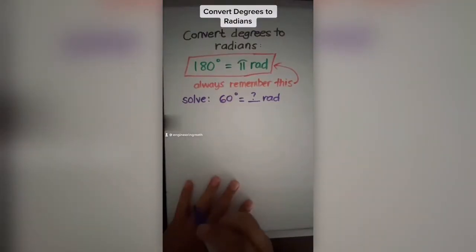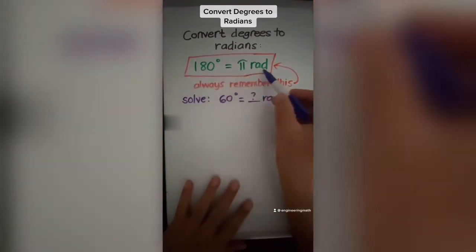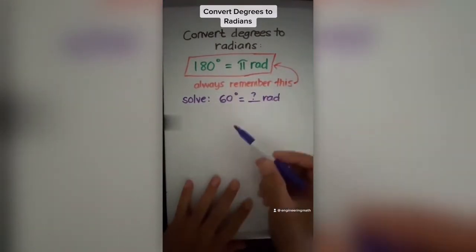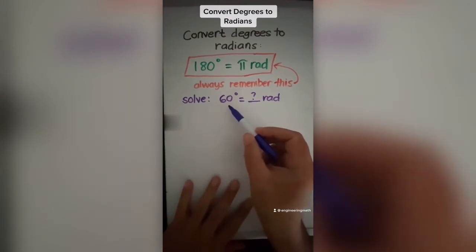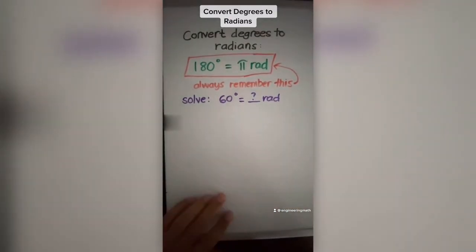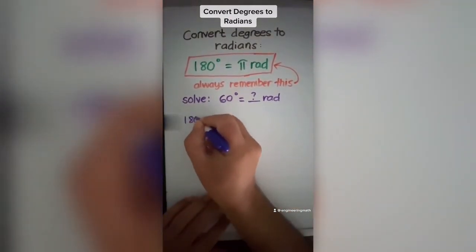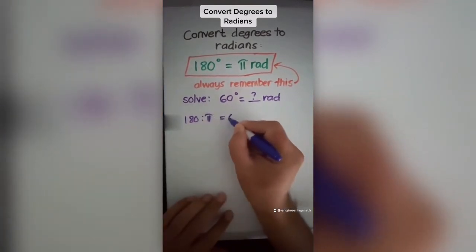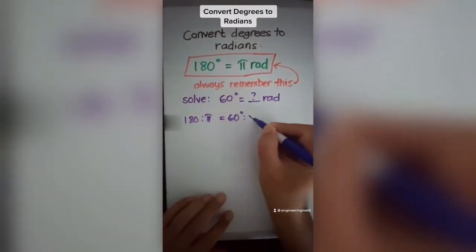Let me show you how to convert degrees into radians. From our previous video, we learned that the radian equivalent of 180 degrees is pi. So can we solve the radian equivalent of 60 degrees? So here's how you solve it. The equivalent of 180 degrees, we know that it is pi. So what's the equivalent of 60 degrees? Let's put it as x.